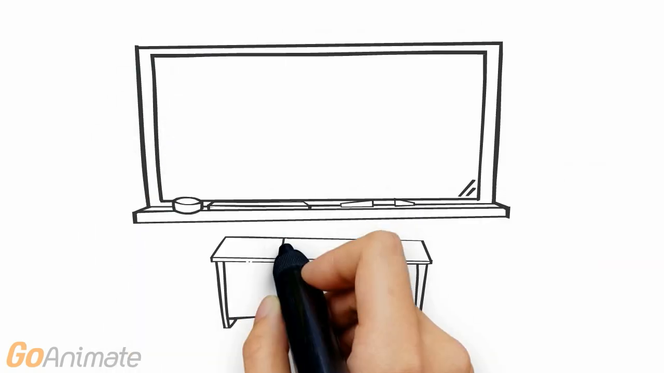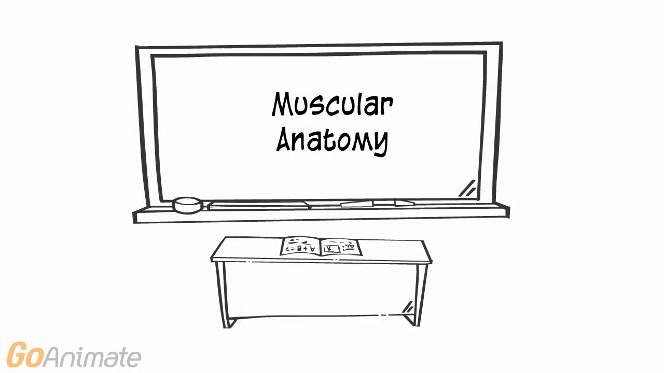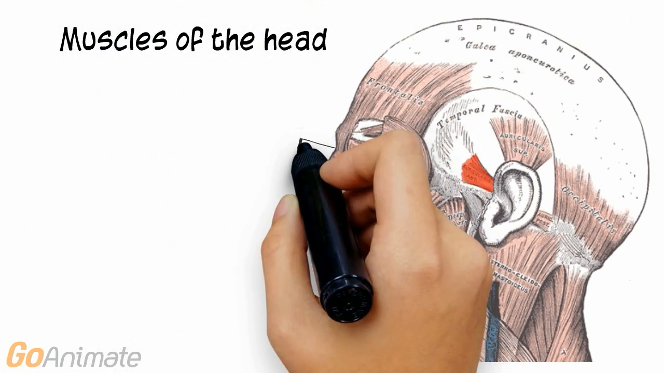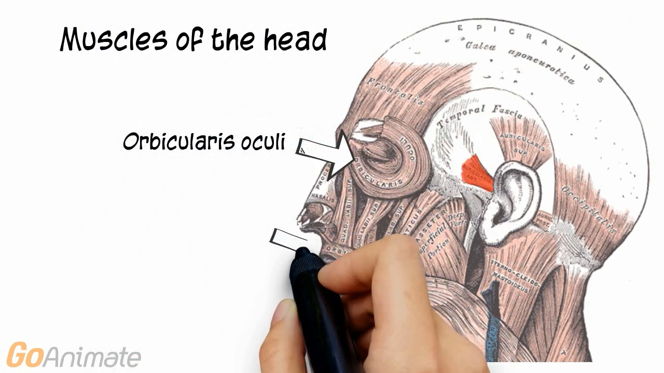Let's learn about muscular anatomy. The human body has lots and lots of muscles, at least 650. We will cover just a few. Let's begin with the muscles of the head.